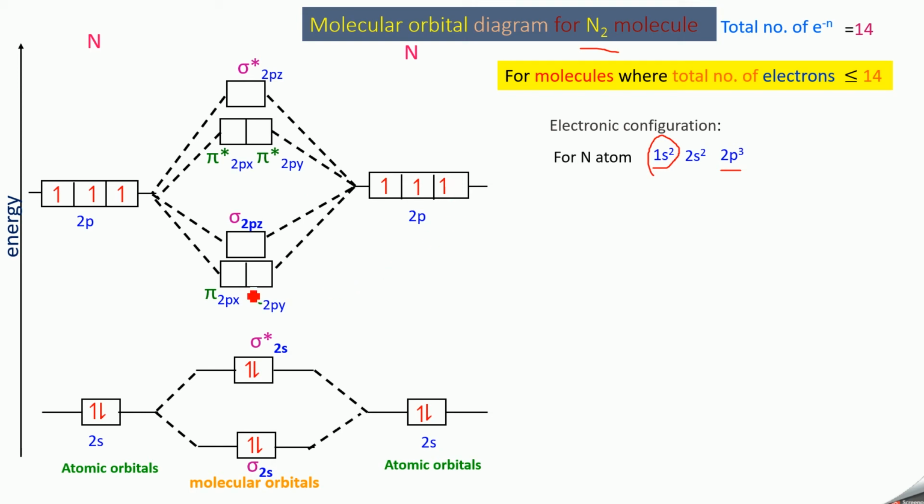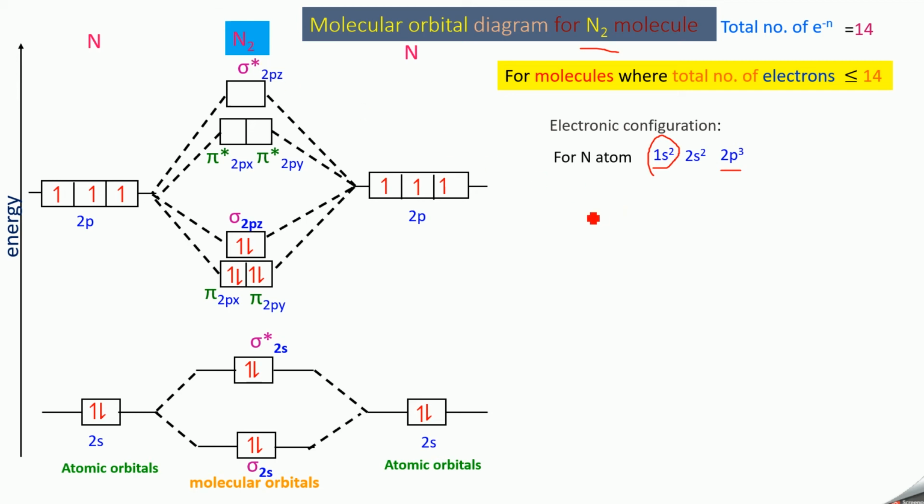Totally 6 electrons, so you have to fill them now. Here you follow the Aufbau principle and Hund's rule. These two orbitals are of the same energy, so each one will be filled with 1 electron each and then you have to pair them. The remaining 2 electrons will go to sigma 2pz. Now this is the arrangement of electrons in the molecular orbitals. So this is the molecular orbital diagram for the nitrogen molecule.